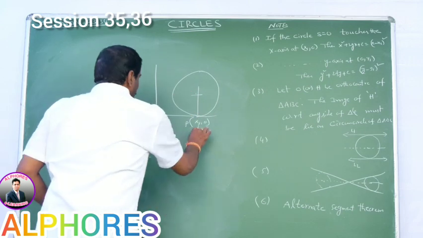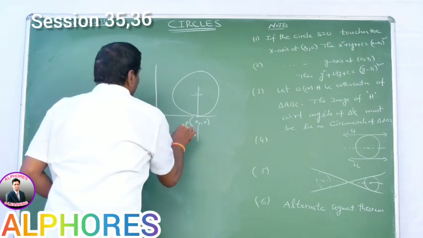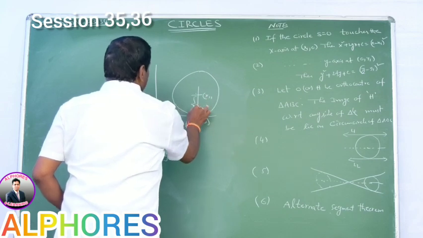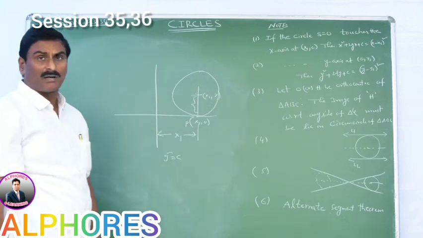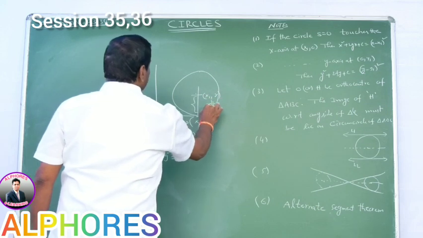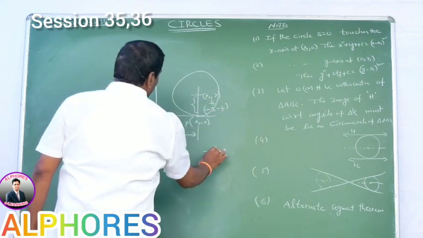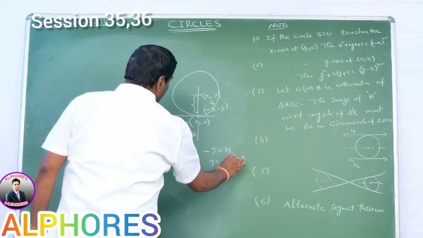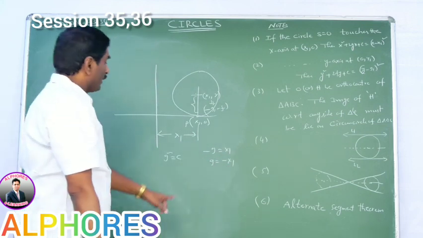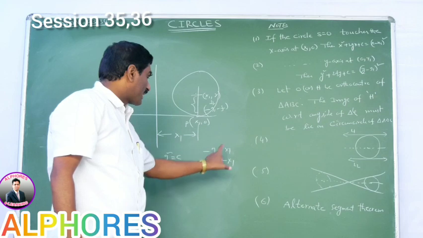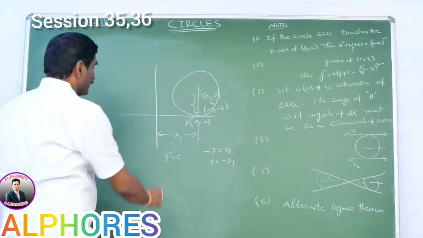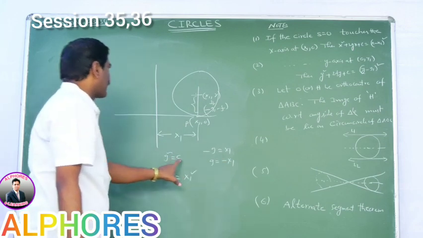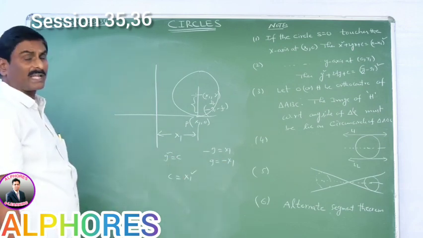Here, this value is x1. So the x coordinate is the same, x1, and this value is the radius r. The center of the circle is (x1, r). The center of the circle is also (minus g, minus f). So, minus g is equal to x1, so g is equal to minus x1. But g square is equal to c. So c is equal to x1 square.